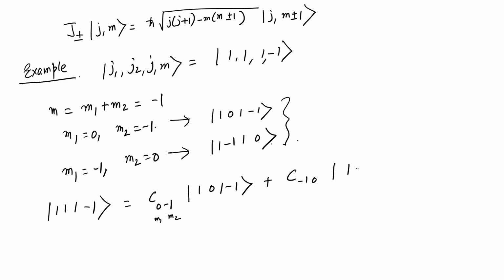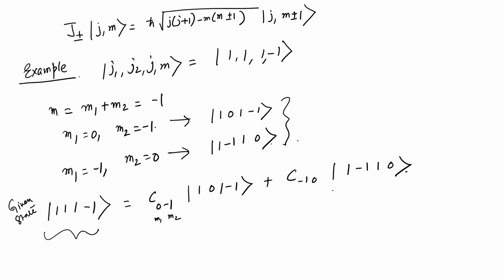This is equal to 1 minus 1 1 0. Okay. So, this state can be written, the given state. So, this is a given state for a fixed value of J and M, can be written in terms of these states with M1 and M2, to be given by this and the C M1 M2.